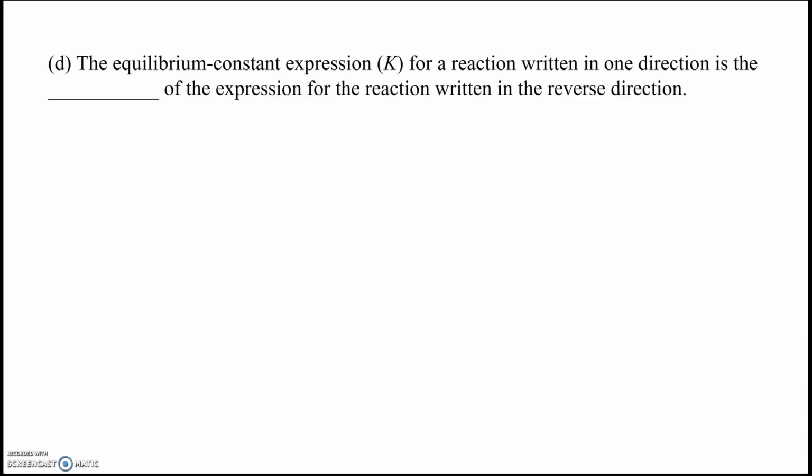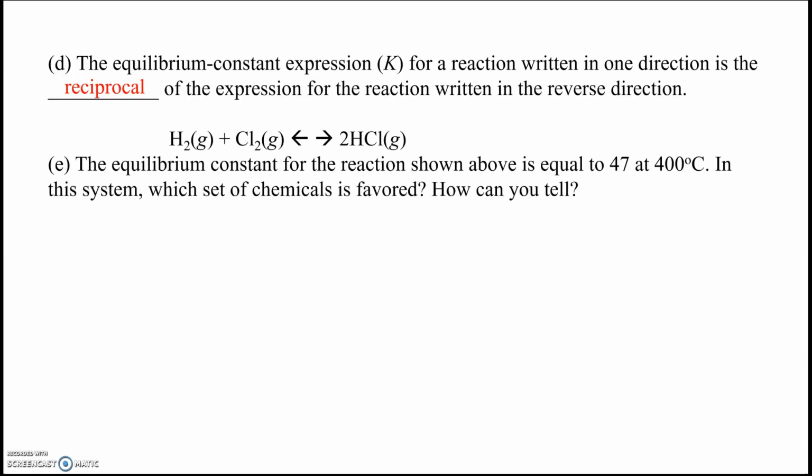Question D says the equilibrium constant expression K for a reaction written in one direction is the reciprocal of the expression for the reaction when I write it in the reverse direction. So again, here's another reaction. Hydrogen plus chlorine reacts to form hydrogen chloride. And the equilibrium constant for this reaction, which is shown above, is equal to 47 at 400 degrees C.